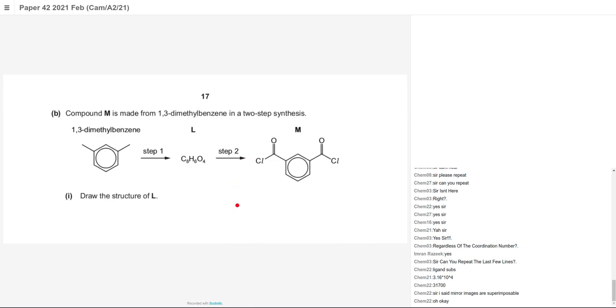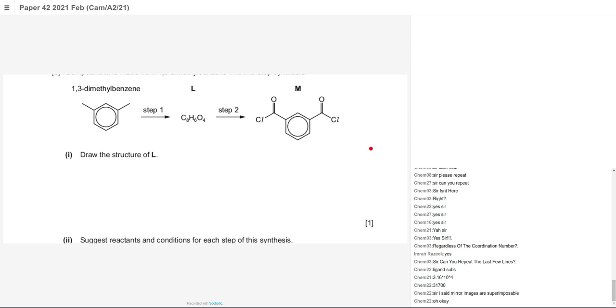The compound M is made from 1,3-dimethylbenzene in a 2-step synthesis. This is side chain oxidation. The structure of L will be the dicarboxylic acid, from side chain oxidation with alkaline KMnO4 followed by acid. Carboxyl, then you add PCl5. This is L.